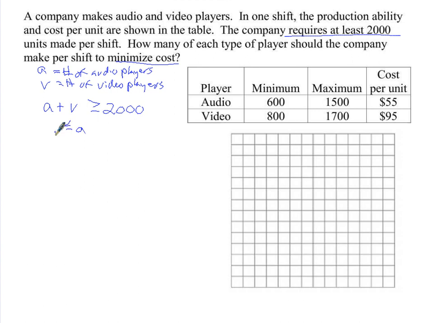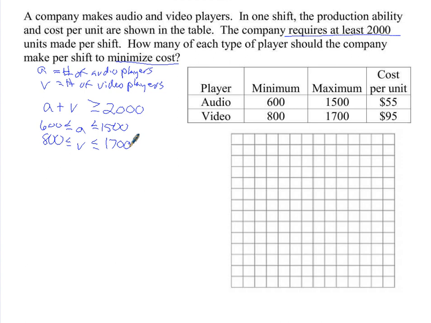So A has to be sandwiched between 600 and 1,500. I actually have two inequalities there. A is greater than or equal to 600. A is less than or equal to 1,500. Now likewise for the video players, what will I have? Good. Okay, so now we have how many total constraints? There are 5.